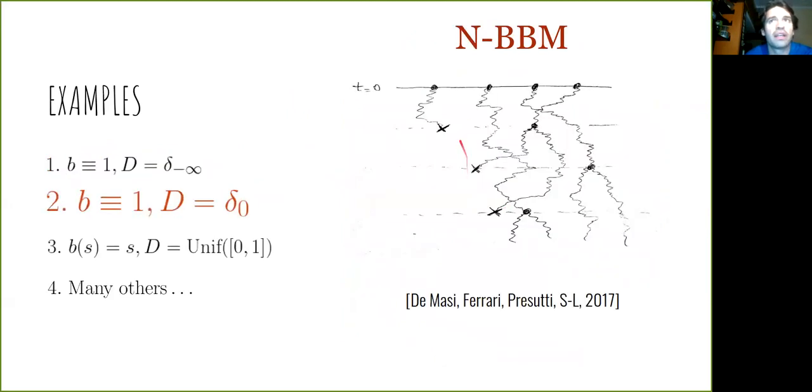Another model is the Np-Bbm. In this model, we have n particles, and every particle is a Brownian motion. And at rate 1, every particle branches into 2 also. But when the particle branches, immediately the leftmost particle dies. So the number of particles is conserved. And this model is obtained by these two particular values of b and d. In this reference, it has been proven that this model has a free boundary problem as scaling limit.